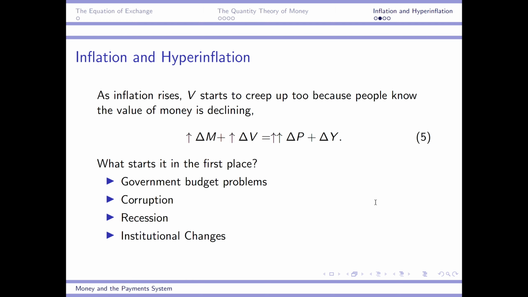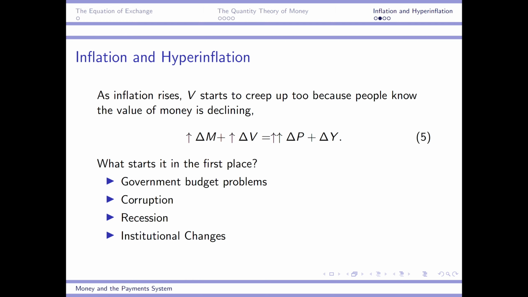And why is all this happening? It seems like insanity, and it seems very simple: stop printing money. However, it's not quite as straightforward as that. One of the big reasons is that as inflation rises, velocity starts to creep up too, because people know that the value of their money is declining rapidly. So, for example, at restaurants in Venezuela, people started paying before they ordered because by the time they finished eating, the price of their meal went up.